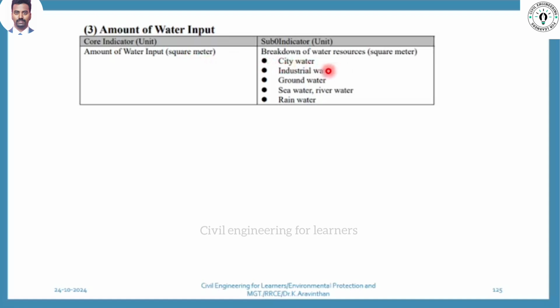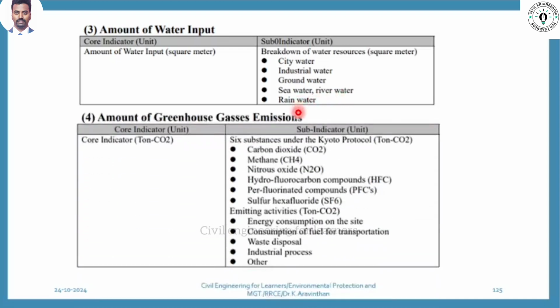Either an industry is using commercial water or bore water. Some companies don't have commercial water from the government. They have bore water. So you can see city water, industrial water, bore water, otherwise called groundwater. Certain industries near the sea don't consume normal groundwater; they consume seawater directly. Some organizations are like that. So seawater or river water. Last one is rainwater. How much water you consume and through what mode the water is consumed.